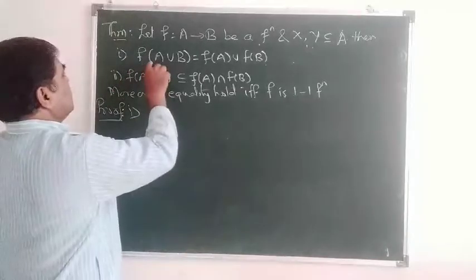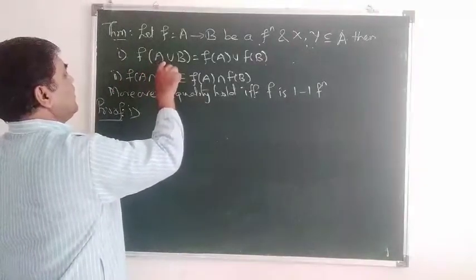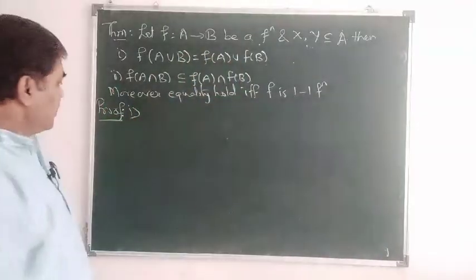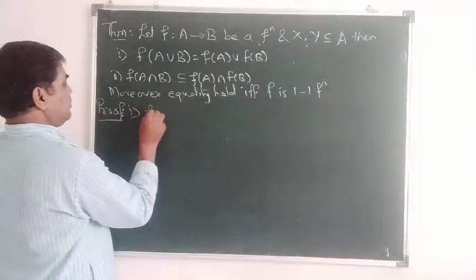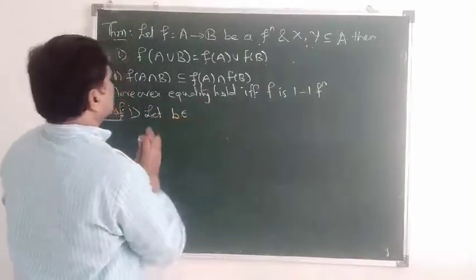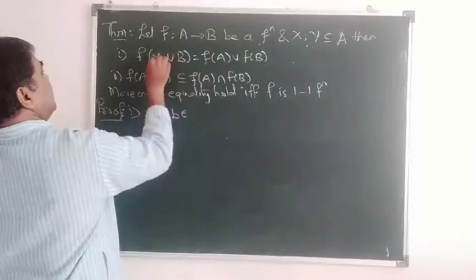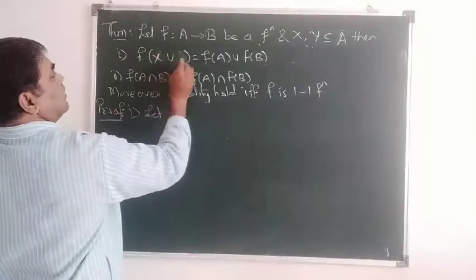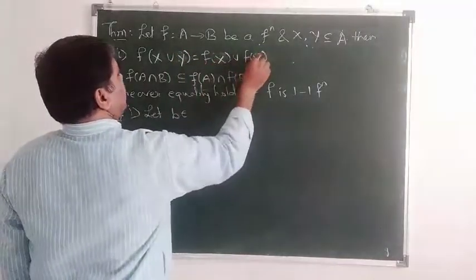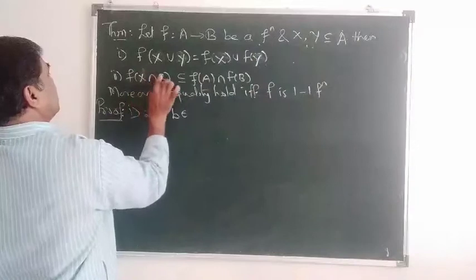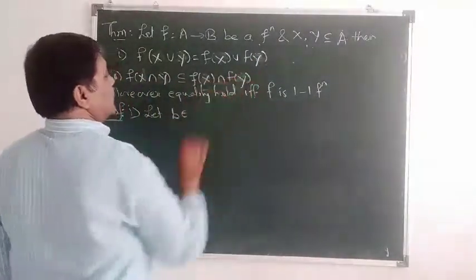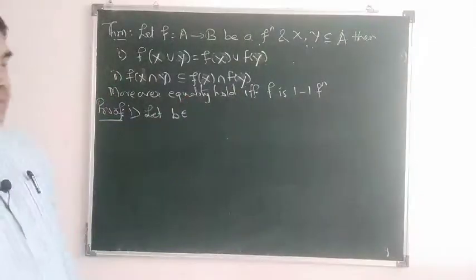To prove that, first we have to show that every element of the left hand side lies in the right hand side, and every element of the right hand side also lies in the left hand side. Here we'll take F of X union Y is equal to F of X union F of Y, F of X intersection Y is equal to F of X intersection F of Y. Equality holds if and only if that holds.